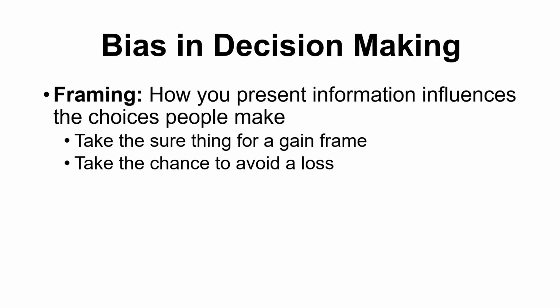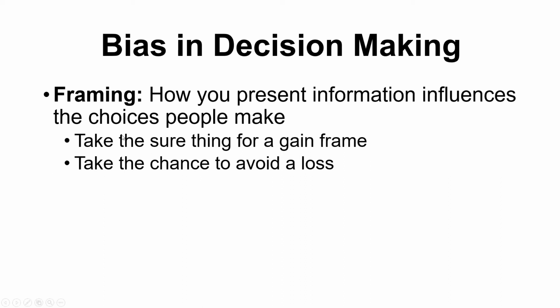Another factor that can bias our decision-making is framing. How we present information can influence the choices that people make. So if we frame a situation as a gain, if we say that we're setting this up so that you're going to win $100, people tend to like a guaranteed gain as opposed to the chance to get a bigger gain versus a lower chance of getting nothing. Actually, let's look at the examples on the next slide. That'll illustrate this a little bit better.